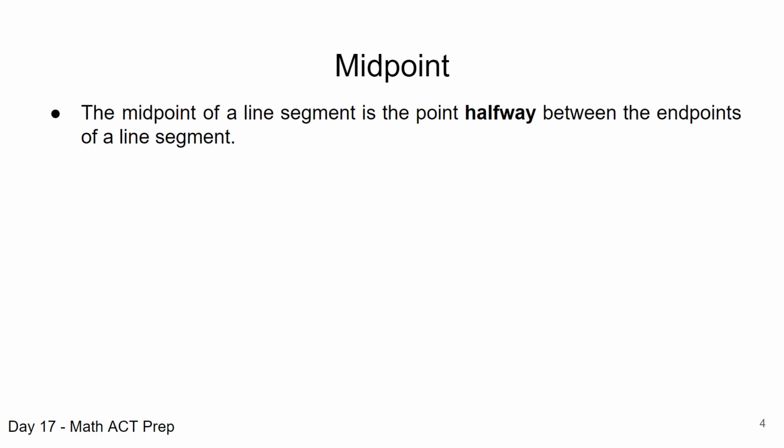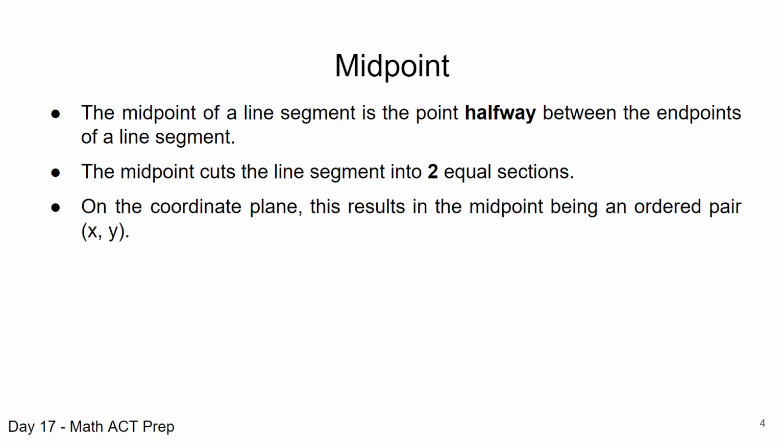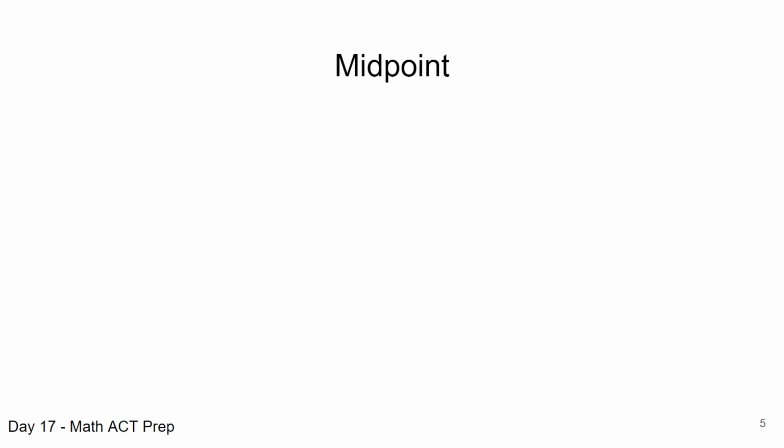We're talking about the midpoint of a line segment, that's the point halfway between the endpoints of the line segment. So it's almost like the average, the middle position, the middle point. It cuts the line segment into two equal sections. On the coordinate plane, the result of the midpoint is an ordered pair, an x and a y value. Here's an example of our line where we could be given points A and B, and we want to find that middle value, the midpoint, the point right between A and B.